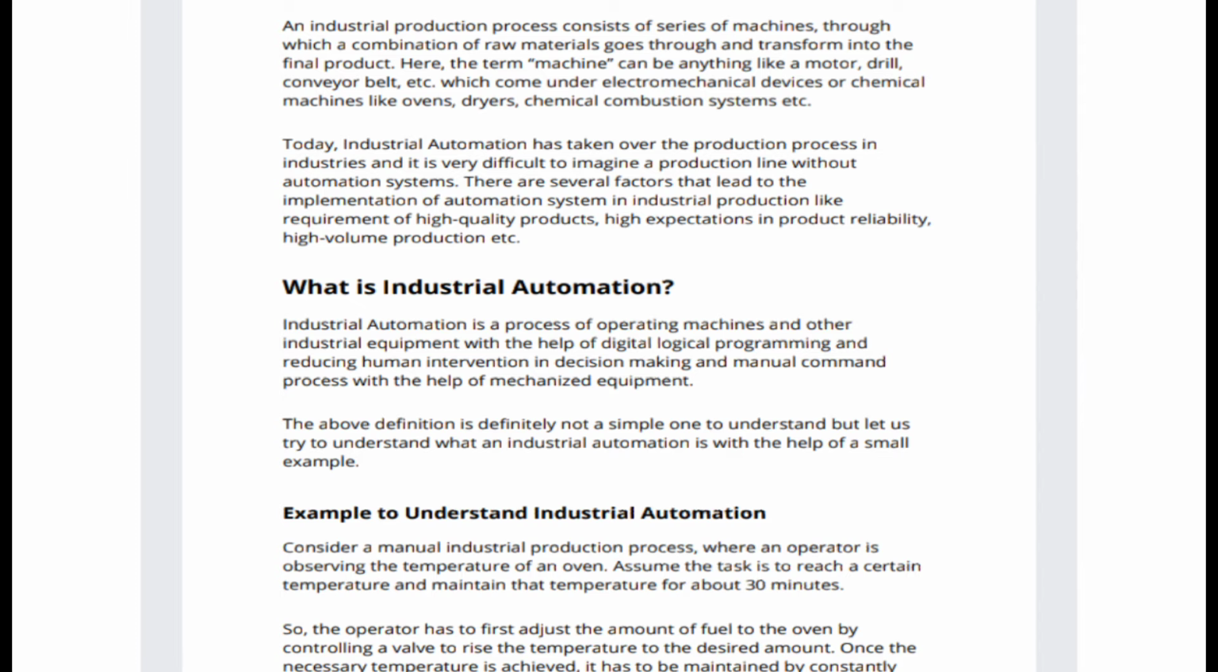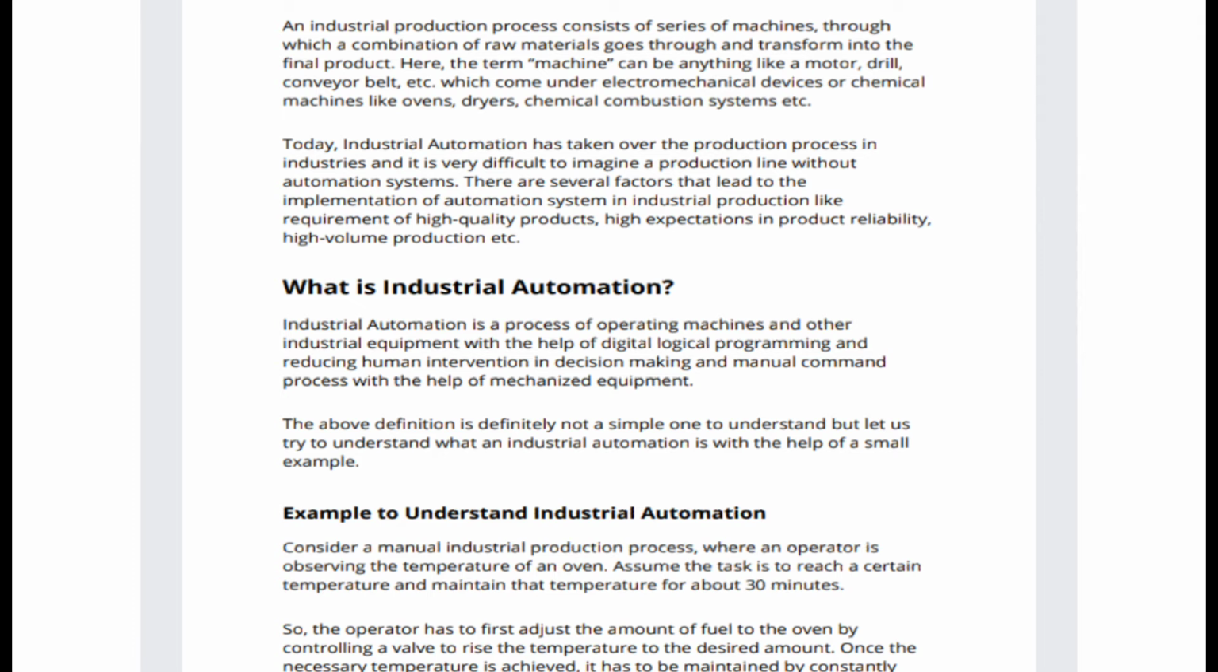Today's industrial automation has taken over the production process in industries, and it is very difficult to imagine a production line without an automation system. There are several factors that lead to the implementation of automation systems in industrial production, like requirement of high quality products, high expectations in product reliability, high volume production, etc. Means in this paragraph, the importance of machines is given.